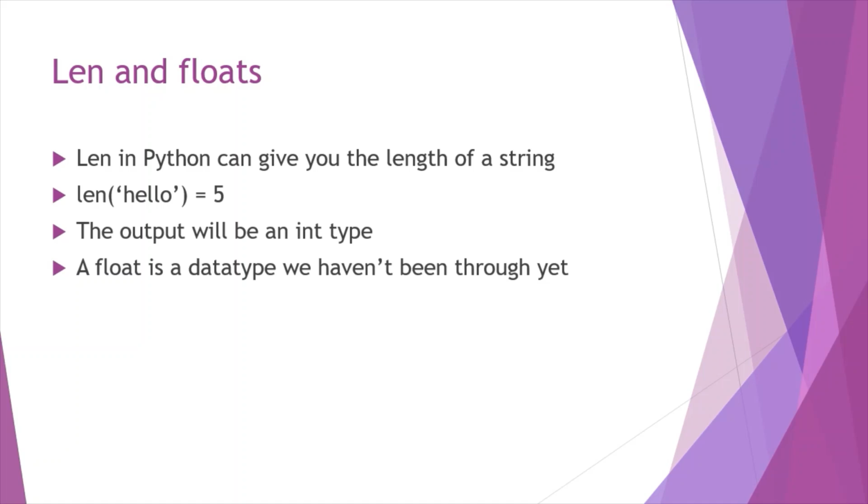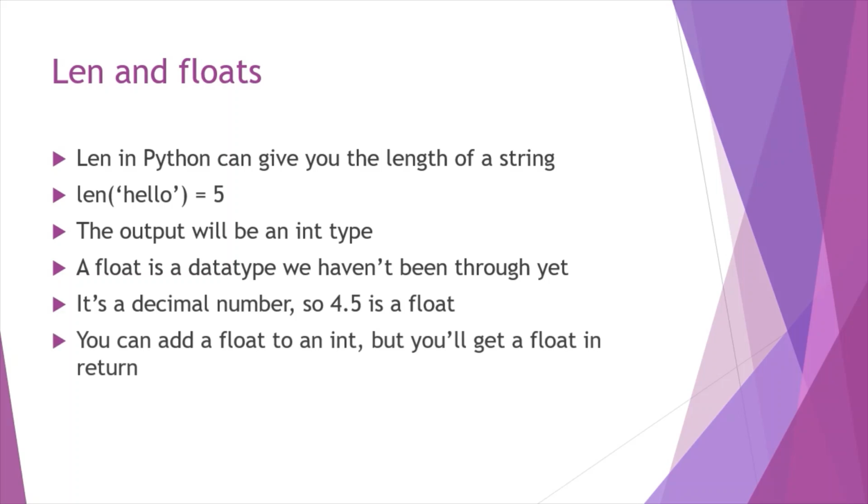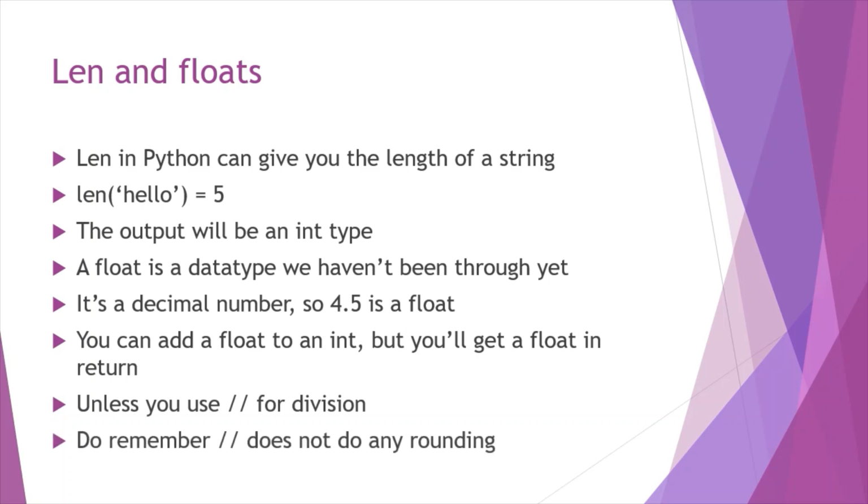A float is a data type we haven't really been through yet, but they don't touch on this too much in the exam, but they will expect you to know what it is. So it's a decimal number, so 4.5 is a float. You can add a float to an integer, but you'll get a float in return, unless you're using the double slashes. And one other thing to remember, it doesn't do any rounding. So if your answer is 1.99 and you're using the double slashes, you'll just get 1. That whole 0.99 will go away.